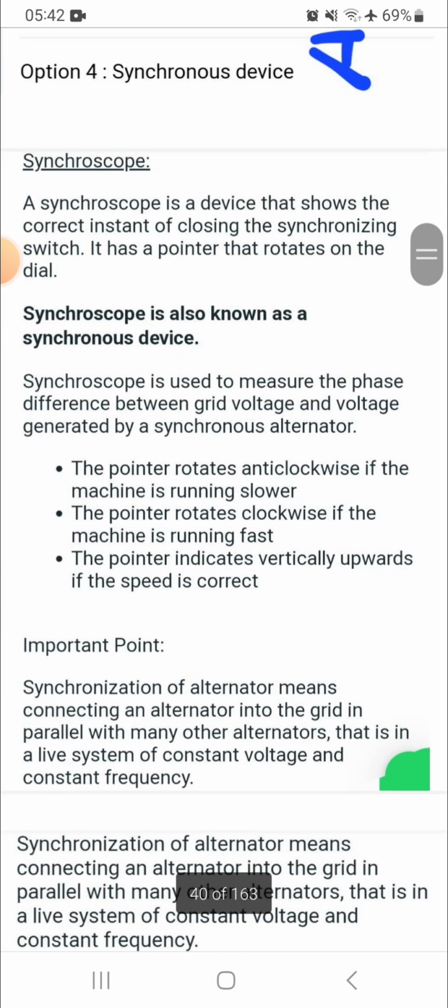यहाँ पर देखा ना synchroscope. Synchroscope is also known as the synchronous device. That is, the synchroscope is used to measure the phase difference between the grid voltage and the voltage generated by the synchronous alternator. The pointer rotates anti-clockwise if the machine is running slower. The pointer rotates clockwise if the machine is running fast. The pointer indicates vertically upwards if the speed is correct.